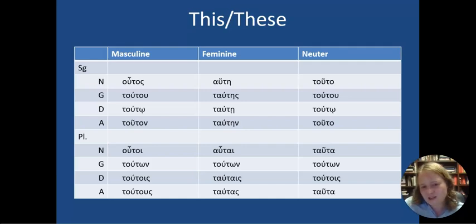Hutos is the masculine, but then after that it just goes back to your logos form. Toutou is the genitive, toutō, touton. Houtoi, toutōn. I would emphasize to you that there is a rough breathing mark at the beginning of that word, and that after the nominative it always has that t sound. For the feminine, you have the same thing. Hautē, it's got a rough breathing mark, but then it goes to tautēs, tautē, tautēn, follows that first declension that you're familiar with. And then the neuter, touto, toutou, toutō, touto.